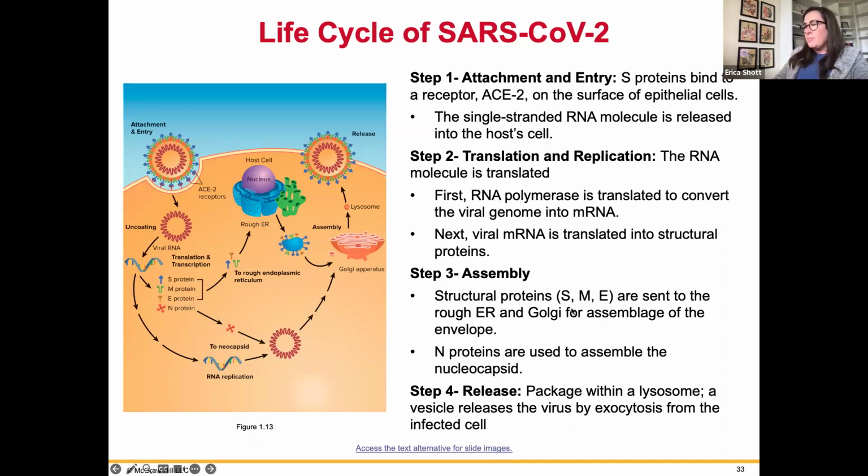So in assembly, we're going to take the structural proteins that we translated, S, M, and E. We're going to assemble the envelope in the Golgi apparatus over here. And then N proteins are used to assemble the nucleocapsid. We'll package it within a lysosome, and then the vesicle releases the virus by exocytosis from the infected cell.